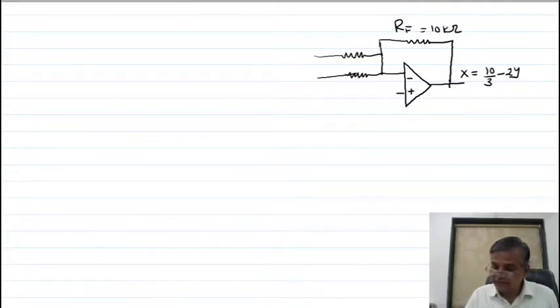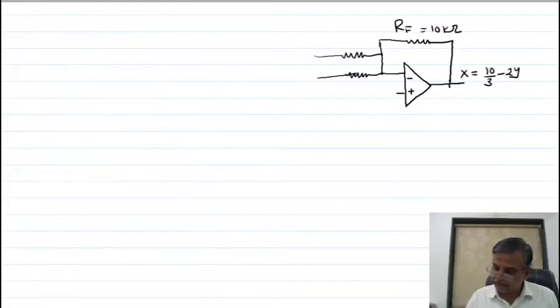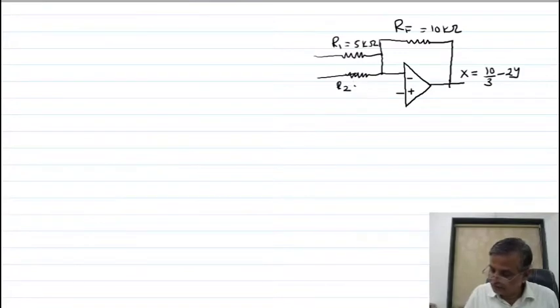See, what is R1? R1 is 5K and V1 is Y. R1 is 5K, 5 kilo. This R2 is nothing but the 3K. This is a 3K.